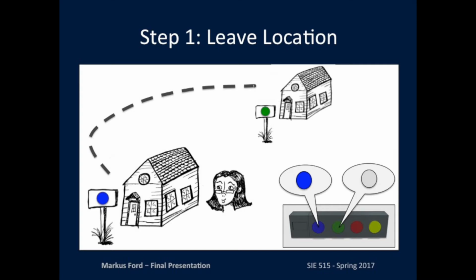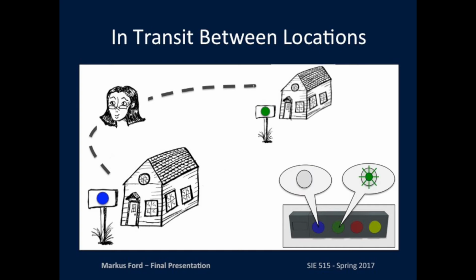In the lower right of the slide, we can see our device with a couple of callouts, and we see that the state of the blue light is on solid because we are currently at the blue location, and the green light is off because we are not at the green location.